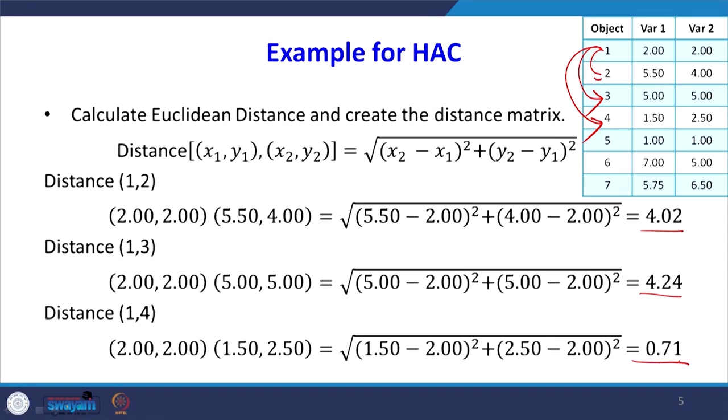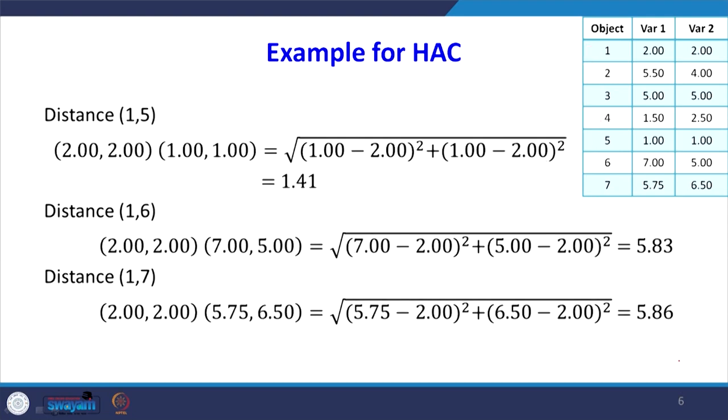Now, we will find the distance between 1 and 5. The position of 1 is 2 comma 2, and the position of the fifth object is 1 comma 1. So, it is 1 minus 2 whole square plus 1 minus 2 whole square, it is 1.41.